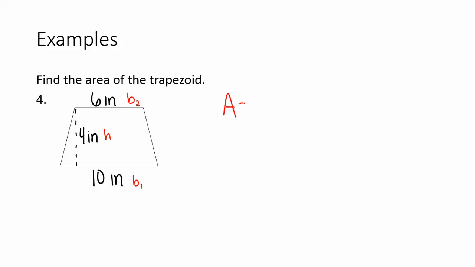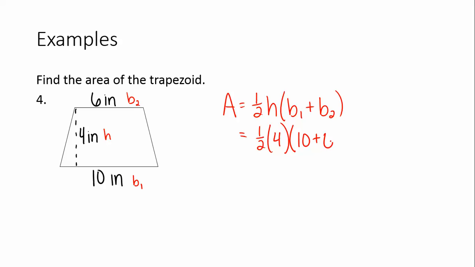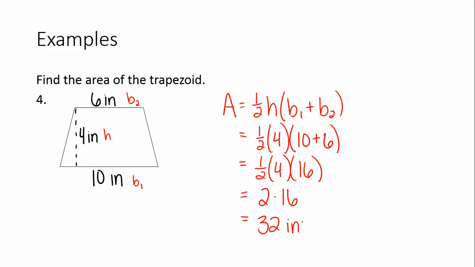So the area of a trapezoid is half of the height times the sum of the bases, and you're simply going to plug the numbers in and crunch out an answer. So we get 1/2 times 4 times 10 plus 6. Then we simplify, and you can simplify a lot of different ways, but if we do the parentheses on the inside, we get 16. And now you're just multiplying across. 1/2 times 4 is 2. So 2 times 16 would be 32. And again, we want to make sure that we're squaring our units, 32 inches squared. So that's area of a trapezoid.